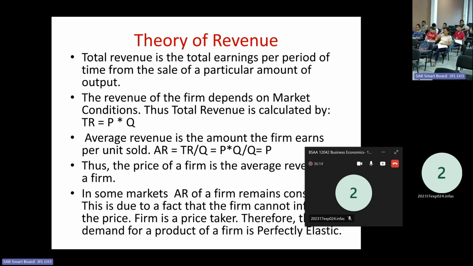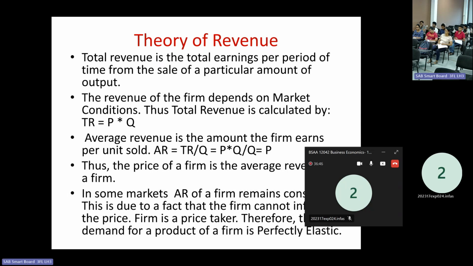So the price is varying. In that situation the price is not constant. If we take price into quantity, at different prices we get different revenues. So it becomes a total revenue function. We are talking about the total revenue. That becomes non-linear. In the perfectly competitive market, if there is a fixed price, that is the total revenue curve, which is linear.